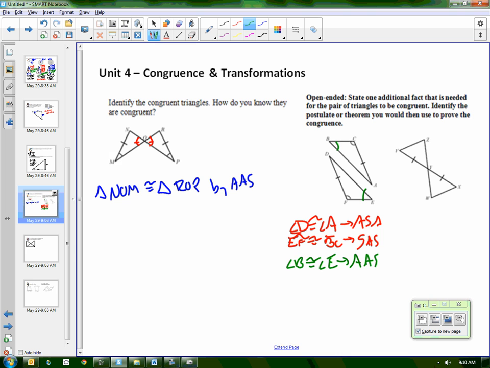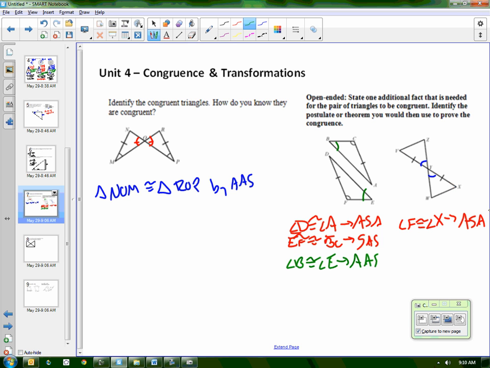I could pretty much do the same thing for this problem, but you have to start off saying those are congruent because they're vertical. I don't need to list that. Those are vertical angles. Those are congruent. The first thing I could do is if you told me that angle F was congruent to angle X, then I would have angle, side, angle. What else could I do besides that?